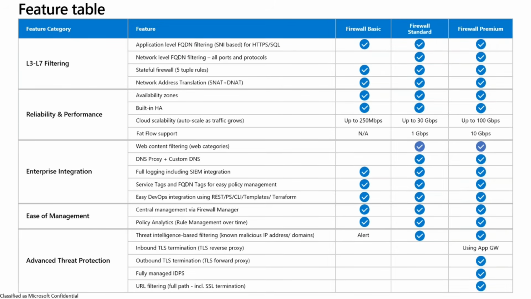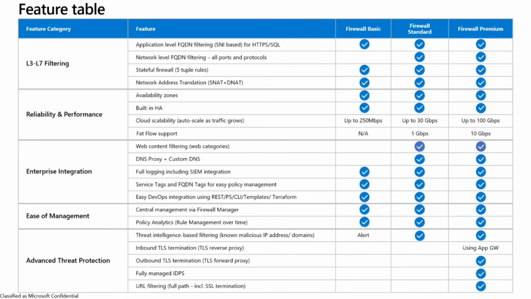So let's break down what that really means. When you talk about TLS inspection, this allows Azure Firewall Premium to decrypt traffic, inspect it for threats, and then re-encrypt it before sending it to its destination. IDPS gives you signature-based intrusion detection and prevention, identifying known attack patterns, malware behaviors, and exploit attempts in real time.